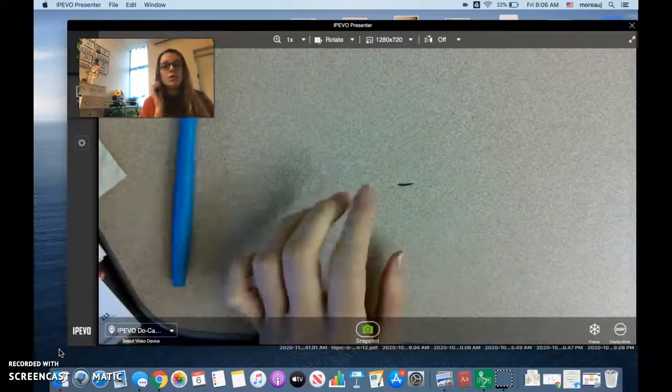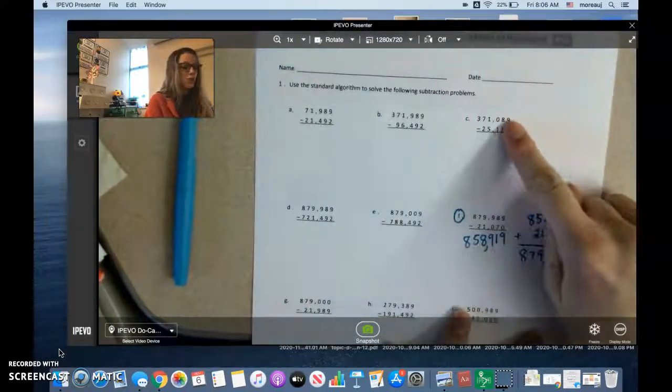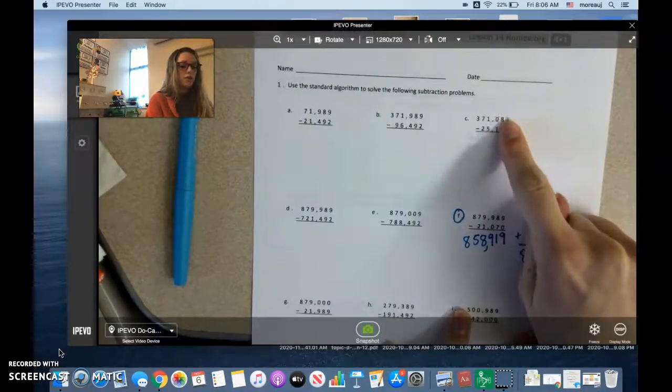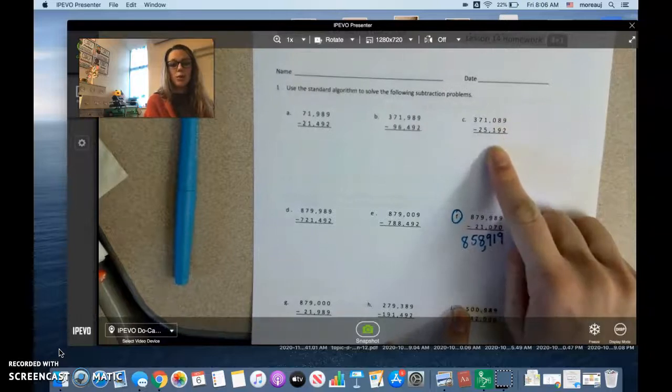Just remember today when you're decomposing that you can't subtract backwards and that you cannot decompose from 0. So you can't just turn a digit into 18 without decomposing somewhere.